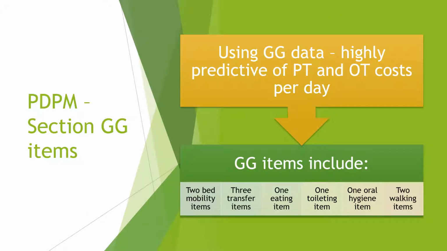So looking specifically at section GG, because that's the piece where they determine how the patients are going to get their coverage paid for. They feel like the GG data is highly predictive of PT and OT costs per day. So they have a handful of GG items included. There's 2 bed mobility items, 3 transfer items, 1 eating item, 1 toileting item, 1 oral hygiene item, and then 2 walking items.